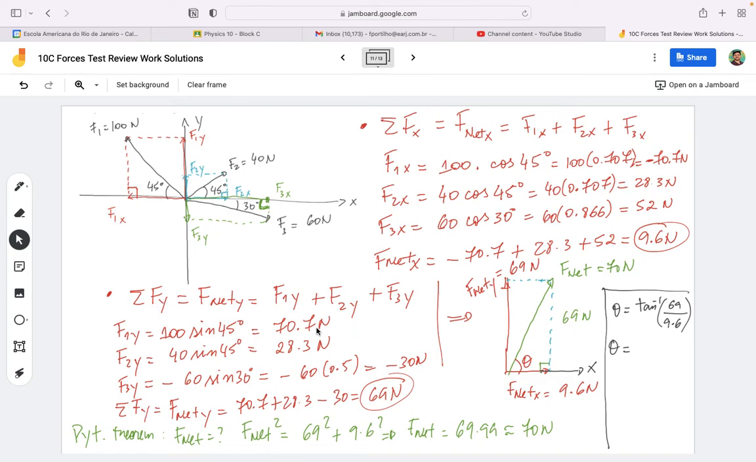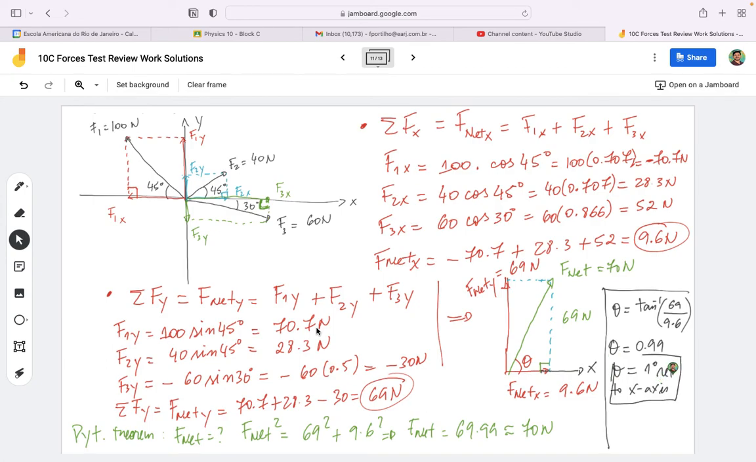So this is going to give us 1 degree, I got 0.99, which is approximately equivalent to 1 degree relative to the x-axis. I'll just put here relative to the x-axis.